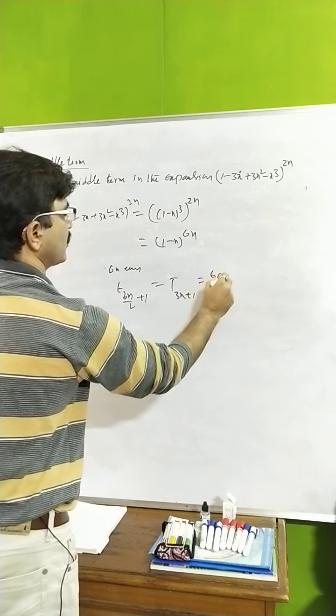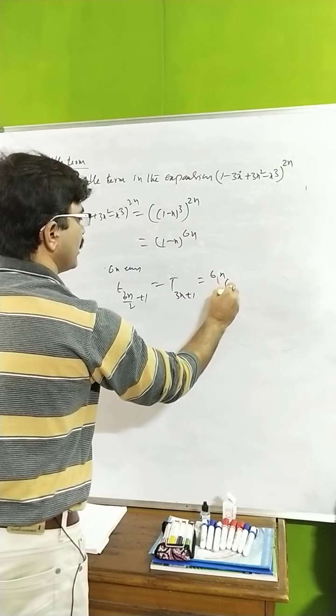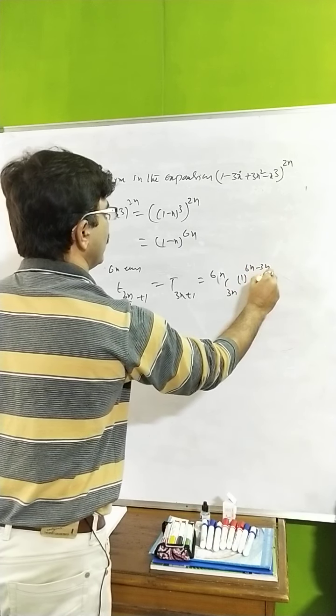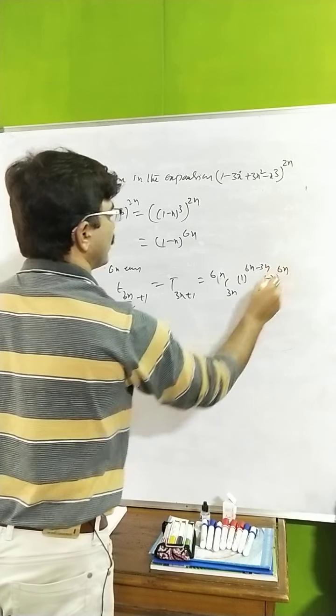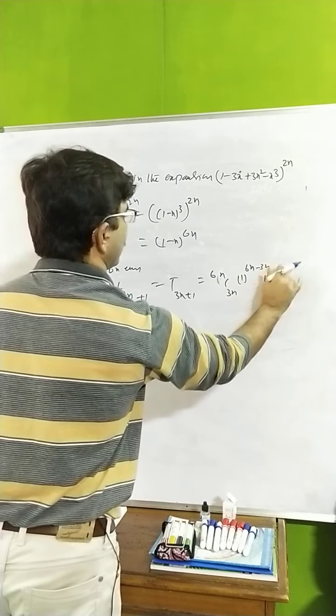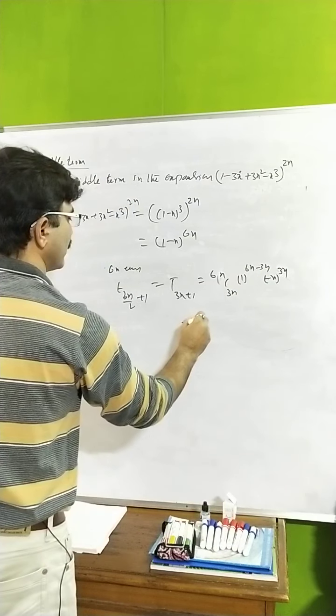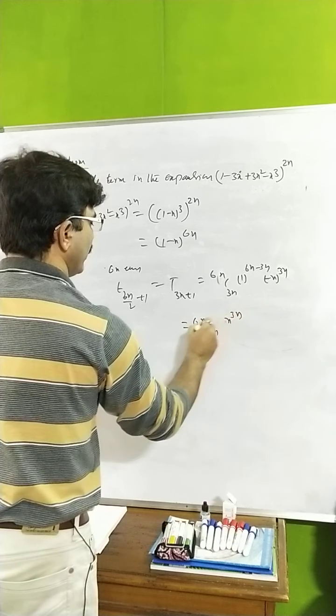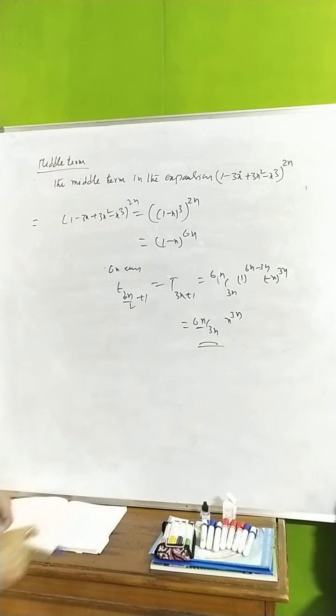What do you have to write? 6n c 3n, 1 to the power of 6n minus 3n, and here minus x to the power of 3n you have to write. So finally you will get 6n c 3n, and x to the power of 3n you are getting with minus. This is your answer. Like this we are going to get.